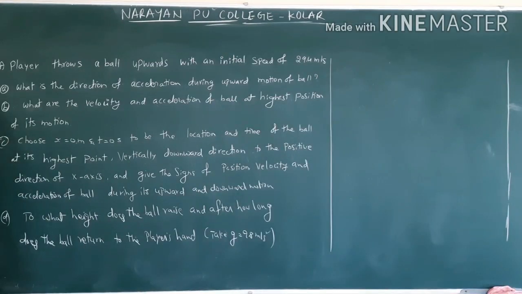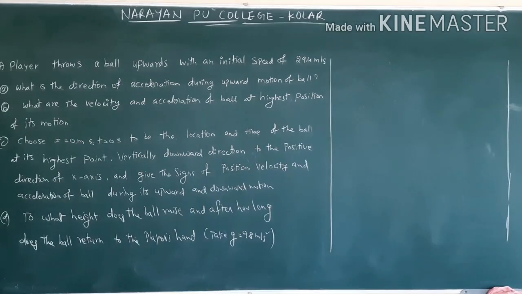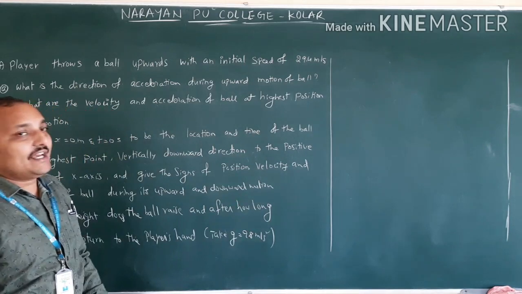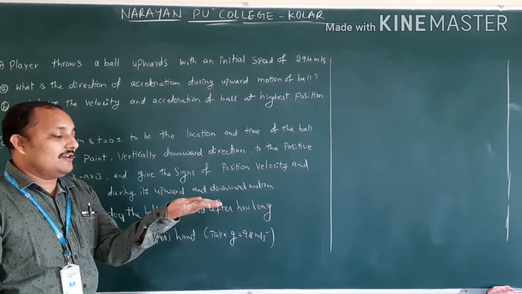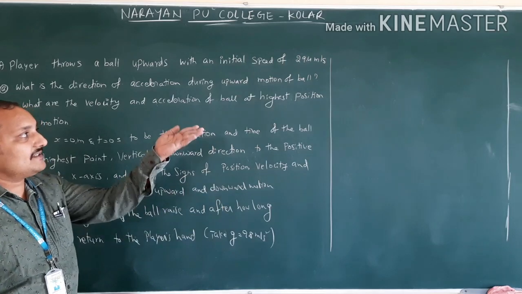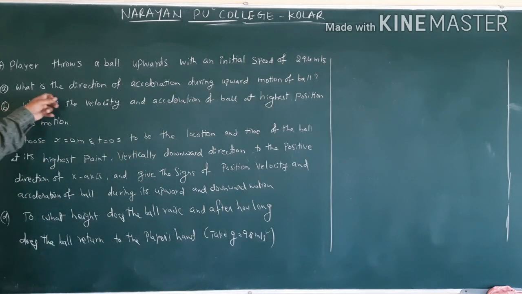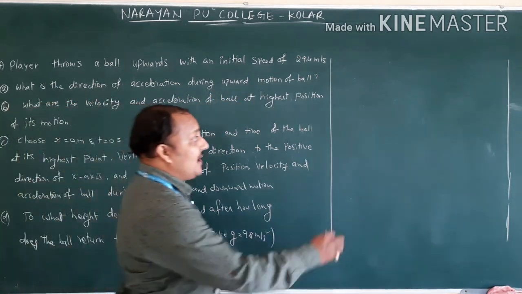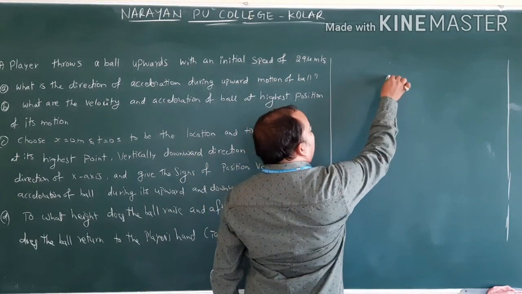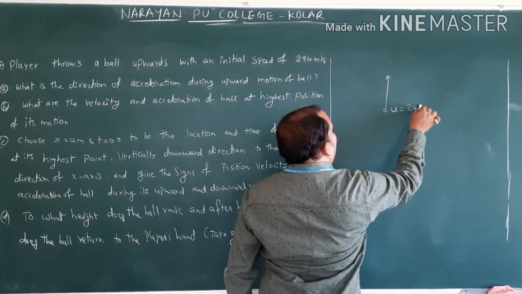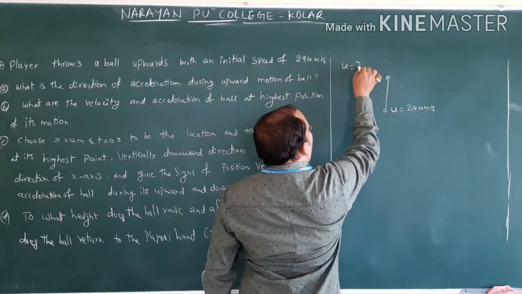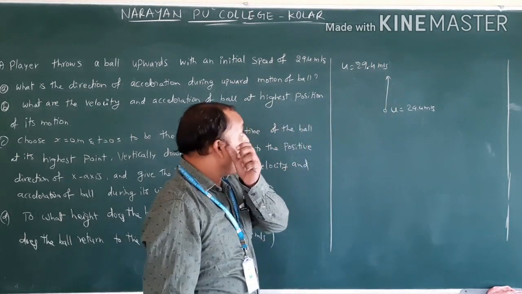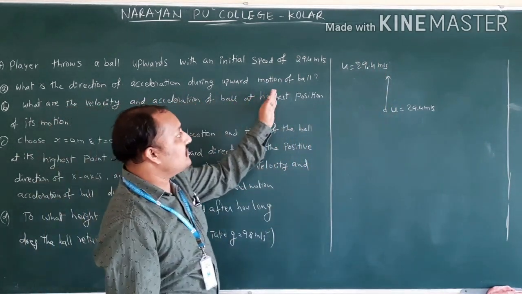Okay. So now see the next problem, 3.10. A player throws a ball upwards with an initial speed of 29.4 meter per second. Means the player is throwing a ball upwards like this with velocity 29.4 meter per second. What is the direction of acceleration during upward motion of the ball? So if you have thrown the ball upwards with velocity v is equal to 29.4 meter per second, what is the direction of acceleration during upward motion?